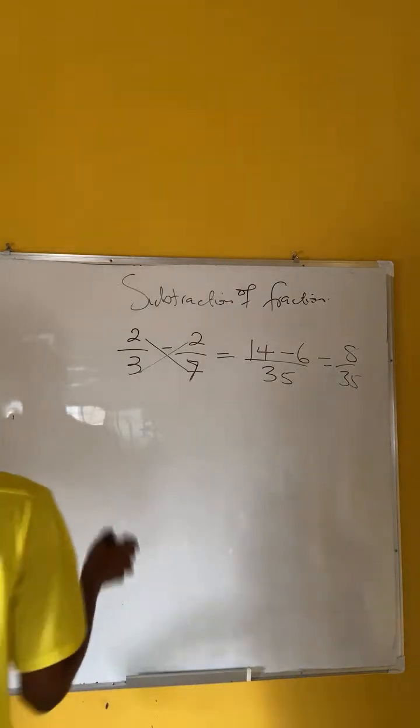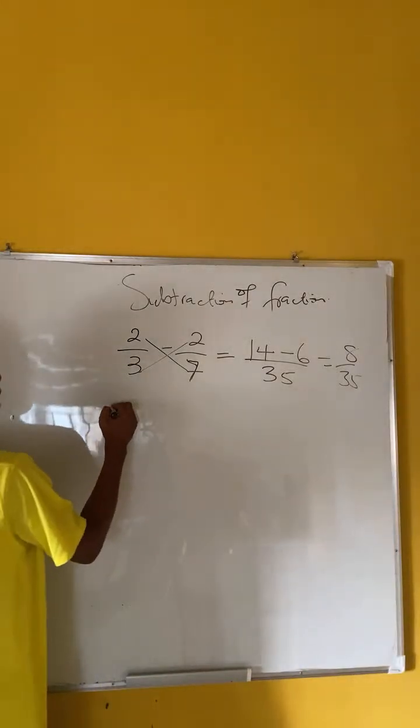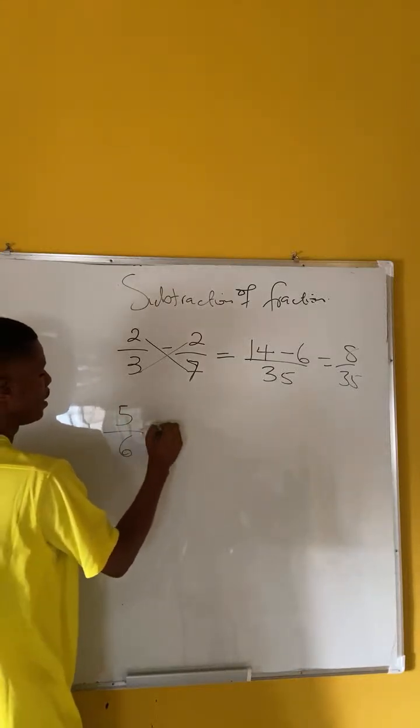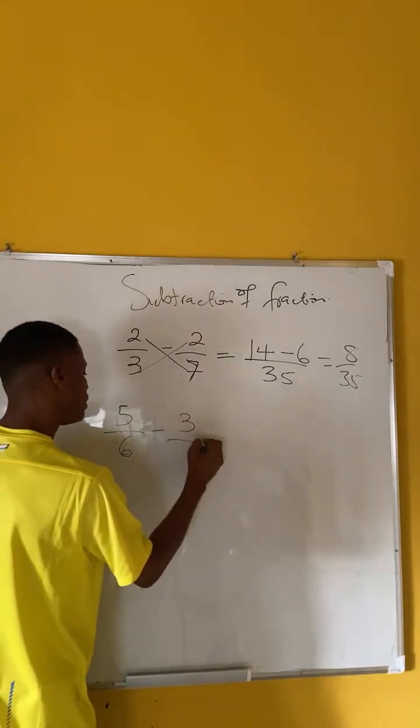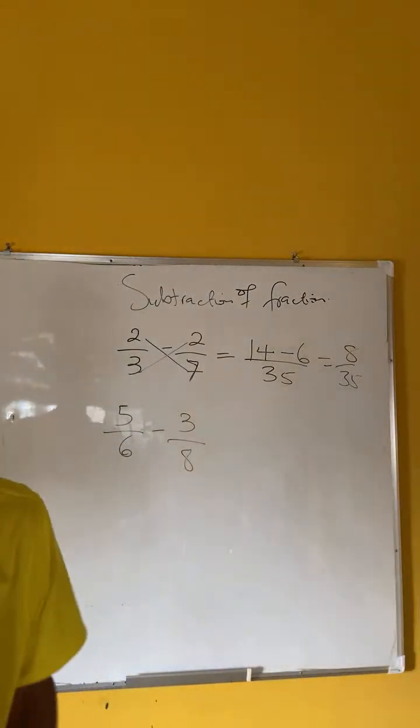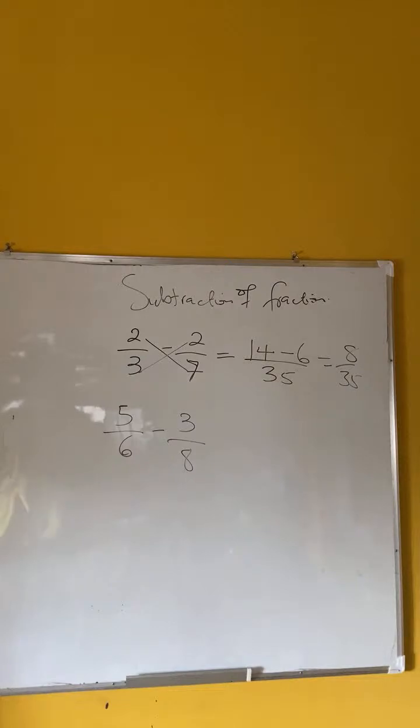Okay, let's look at another one. Let's look at 5 over 6 minus 3 over 8. At this stage, all we do is just the cross multiplication method. This method works perfectly and efficiently.